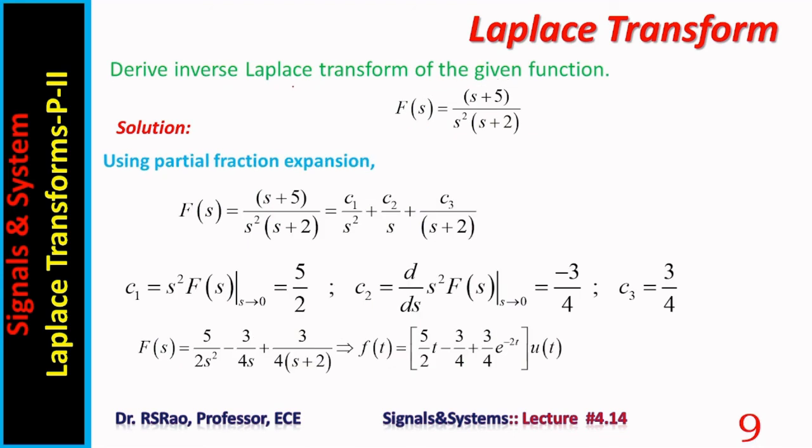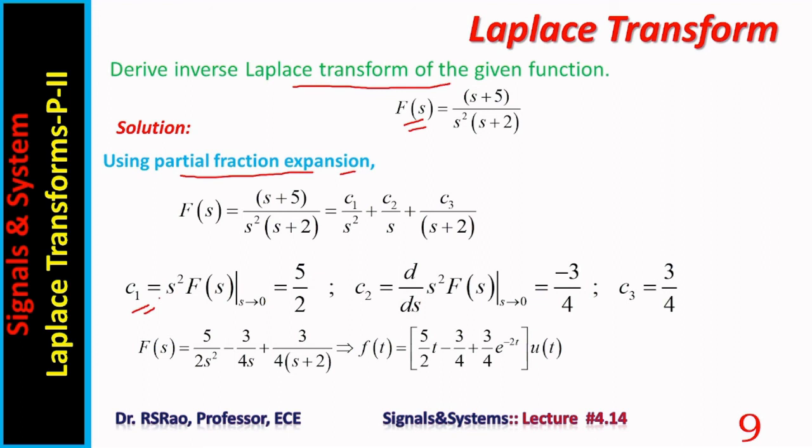Another problem: derive the inverse Laplace transform of the function F(s) given by (s + 5) by s² multiplied by (s + 2). Using the partial fraction expansion method, F(s) can be written as C1 by s² plus C2 by s plus C3 by (s + 2).